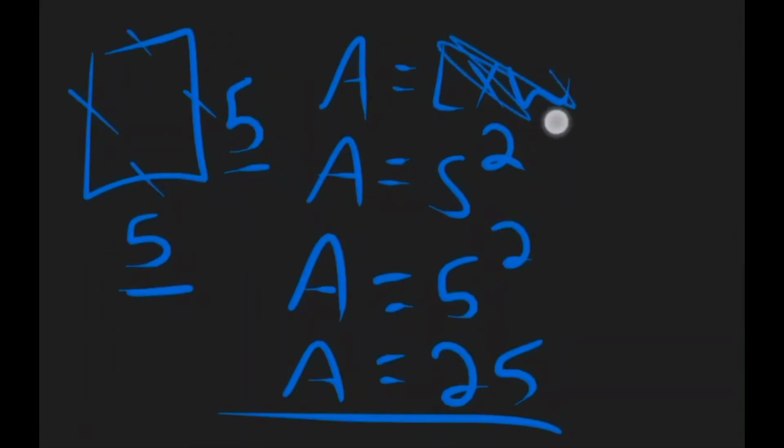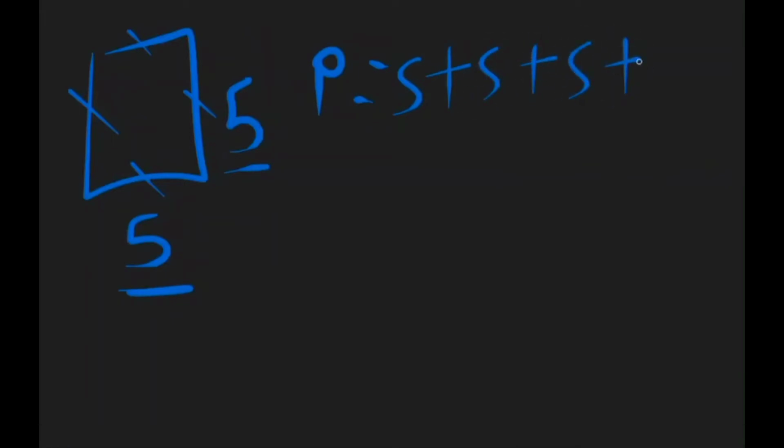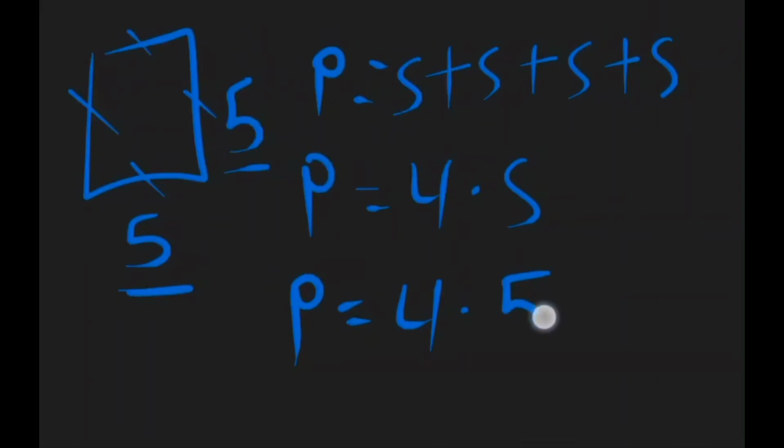Now when it comes to the perimeter, the equation for finding the perimeter of this square would be perimeter equals side plus side plus side plus side. We can simplify that to perimeter equals 4 times s, since all the sides are the same. So for this square, perimeter equals 4 times 5. So the perimeter of this square is equal to 20.